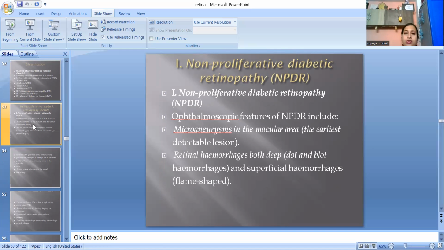Now, what is non-proliferative diabetic retinopathy? The ophthalmoscopic features of NPDR include microaneurysm in the macular area, which is the earliest detectable lesion. It comes in PG MCQ questions: what is the earliest detectable lesion in the retina in diabetic retinopathy? It is microaneurysm. Now, retinal hemorrhages, both deep dot and blot hemorrhages and superficial hemorrhages, are another characteristic feature of NPDR.